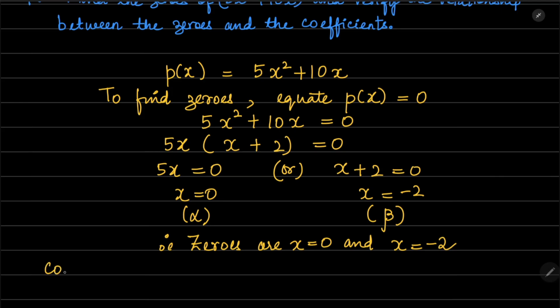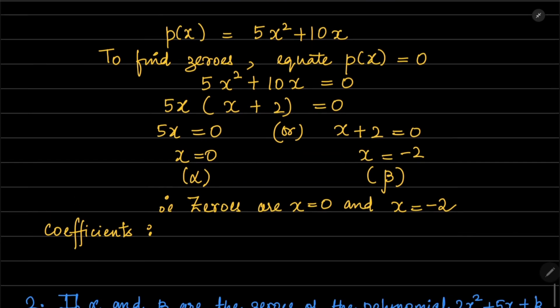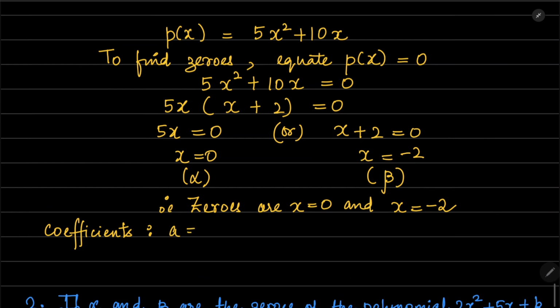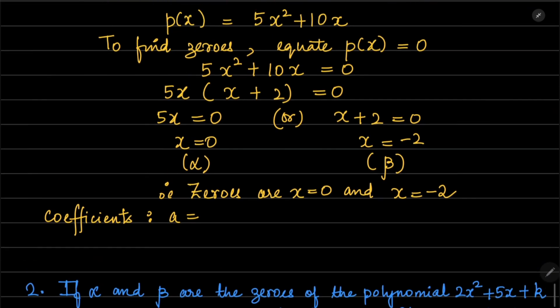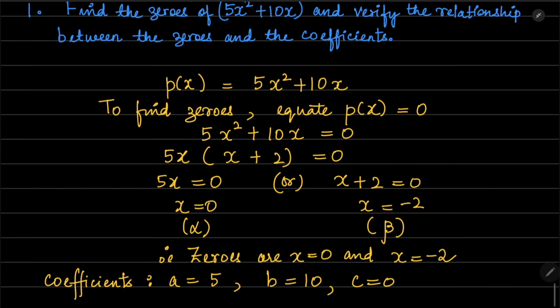Now let us write the coefficients in the given polynomial. So the coefficients are a is equal to, what is a equal to? a is equal to 5 and b is equal to 10. So a is equal to 5, b is equal to 10 and c is nothing but 0. So let me do it here. You have to verify.